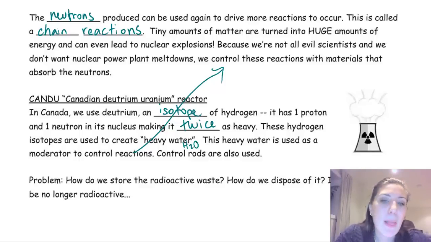Now, the problem is that these control rods and this heavy water do hold on to that radioactivity for a little while. So how do we store that radioactive waste? What do you do to dispose of it? The daughter isotopes are also radioactive. And it does take time for this to not be radioactive anymore. So we're going to talk in class about viable ways for energy production.